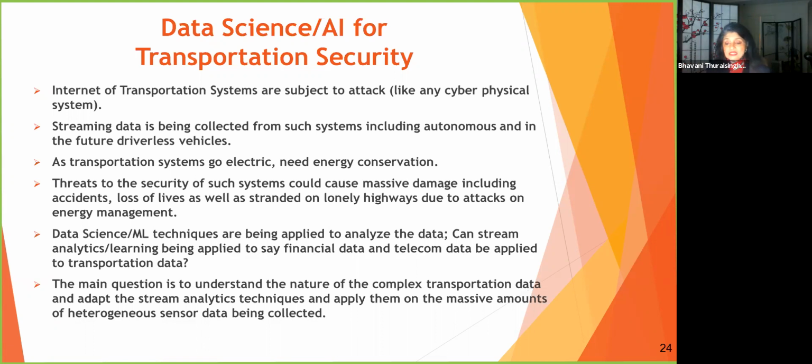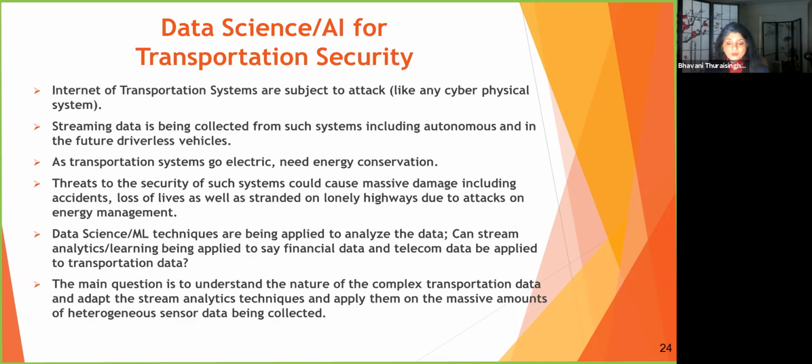With data science and ML techniques, we can maybe complement the Kalman filter algorithms, or maybe just rely mainly on machine learning techniques. So the question is, can stream analytics that we have applied to financial and telecom data be applied to transportation data? The main question is to understand the nature of the complex transportation data, adapt the stream analytics techniques, and apply them on the massive amounts of heterogeneous sensor data being collected.